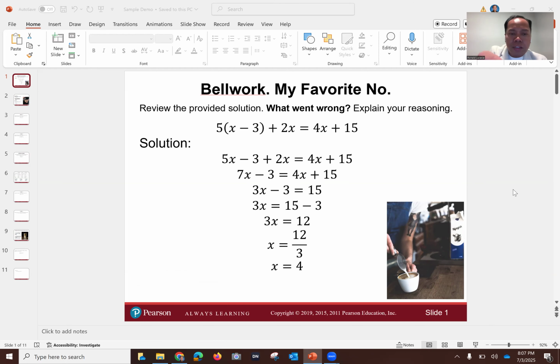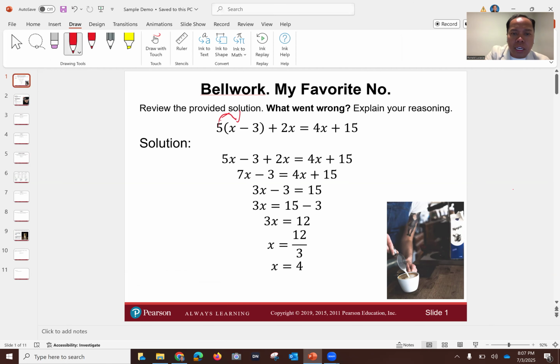That is correct. So using distributive property, Liani, this should be equal to negative 15. Okay, if that's negative 15, this one is correct. 7x, because 5x plus 2x, and this should be equal to negative 15. So 7x, using subtraction property of equality, this one is correct. This one should be negative 15. So therefore, this should be positive 15.